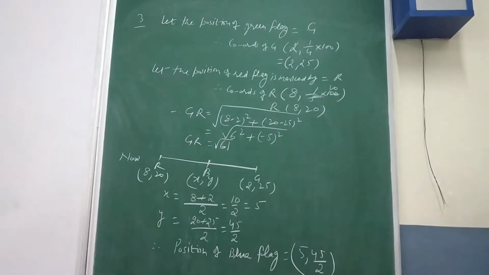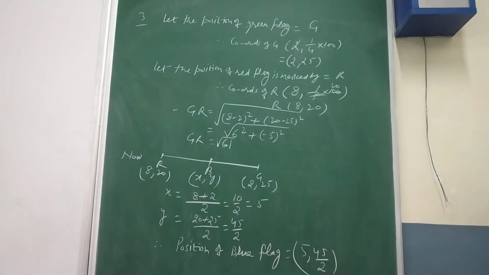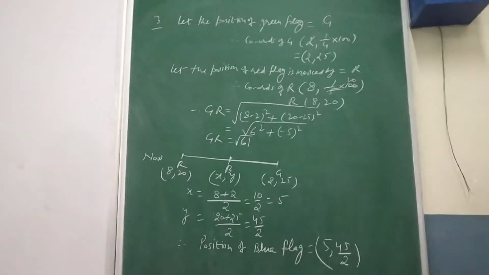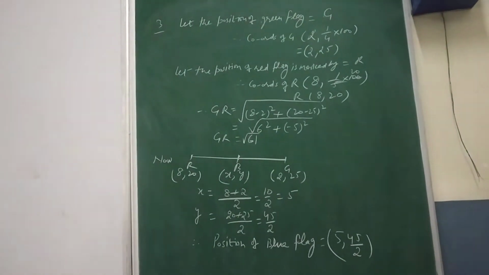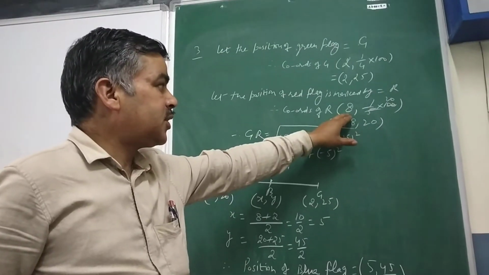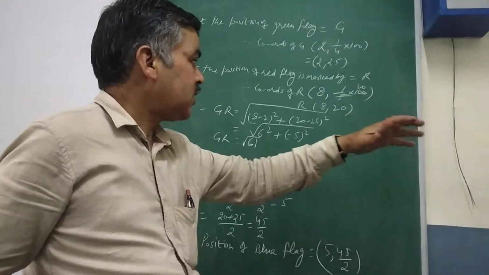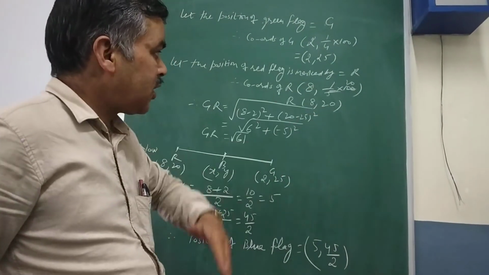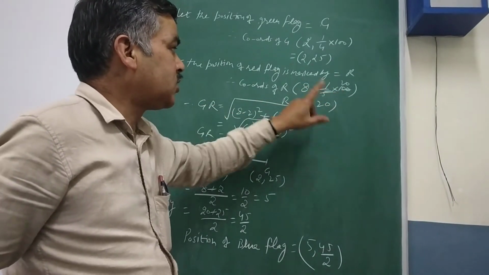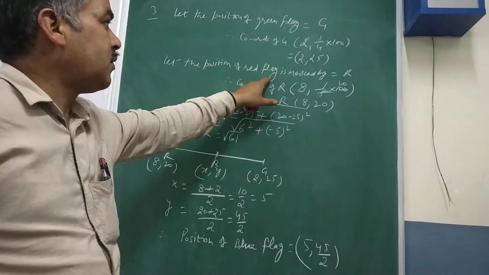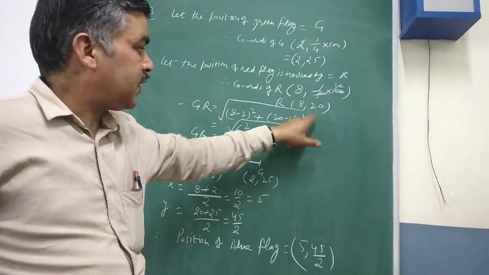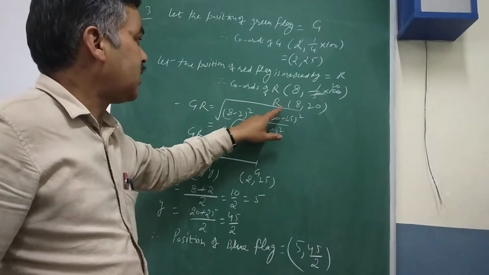Then there is another girl who runs 1/5 of the distance in the 8th line and posts a red flag. So let the position of the red flag be marked by R. So she is running in the 8th row. So horizontally, on the x-axis, that is 8. And along the y-axis, 1/5 of 100 is equal to 20. So the position of the red flag is marked by R, so the coordinates of R will be 8 and 20. So G is 2 and 25, and R is 8 and 20.